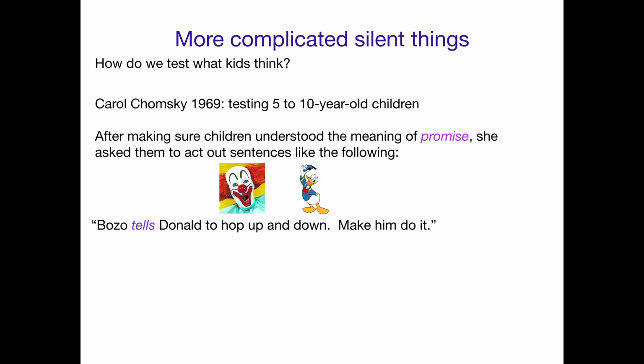So what do children do? Right, well, and how do we actually test what they do? So Carol Chomsky in 1969 was testing 5 to 10-year-old children to see how they would interpret these kinds of utterances. And so they knew tell, and she was also making sure that they knew the meaning of promise. So those two verbs that we just saw before with the adult interpretations.